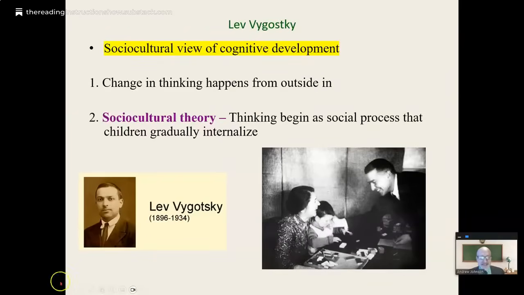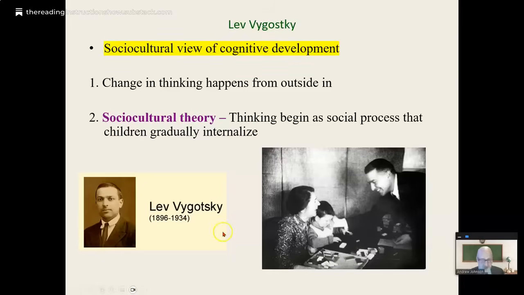You see him here, 1896 to 1934, and why that's important in just a minute. But he said change in thinking happens from the outside in, cognitive development. As we hear the thoughts of others and are exposed to the thoughts of others in our culture, we gradually internalize this. So thinking with young children and with adults begins as a social process on the outside that children gradually internalize. The social process.